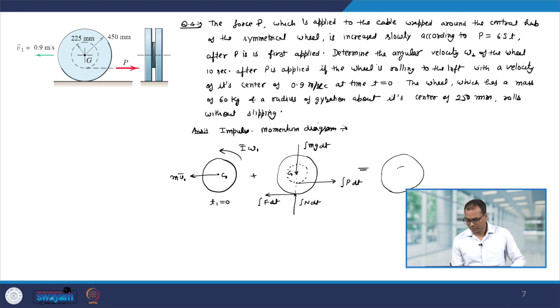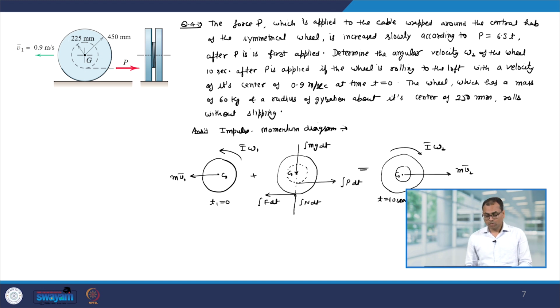So, we have this hub, the center of mass is G, and this moves with a velocity of v2. Therefore, the linear momentum will be m v2 and it rolls with an angular velocity of omega 2. Therefore, the angular momentum will be I bar omega 2. This is the situation at t equal to 10 seconds. So, we can use both the linear impulse momentum equation and the angular impulse momentum equation.